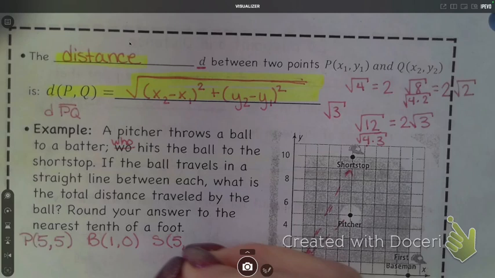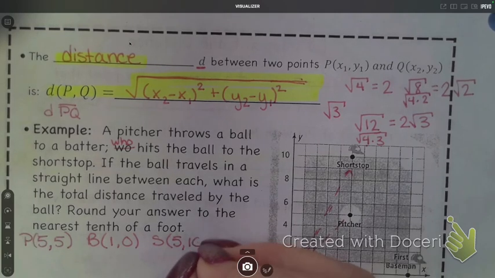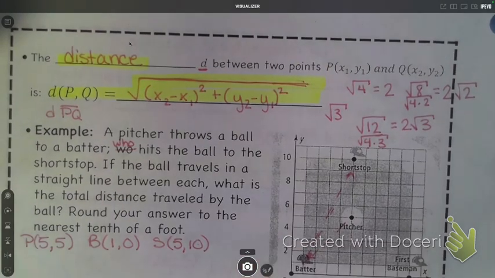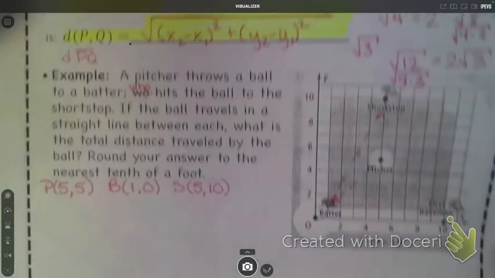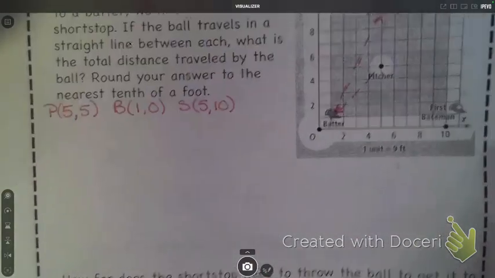Okay, why did I use P, B, and S? To label it. Makes sense, doesn't it? Okay, you have your equation. I'm going to have to move my paper up so you can see my writing. Like, see what I'm writing.